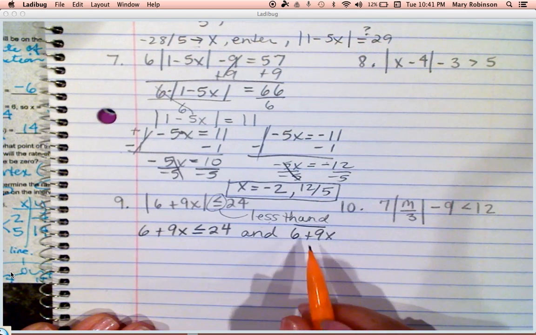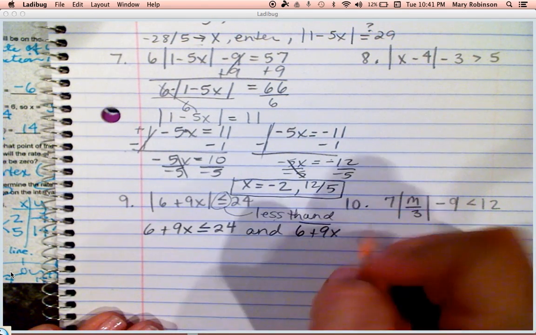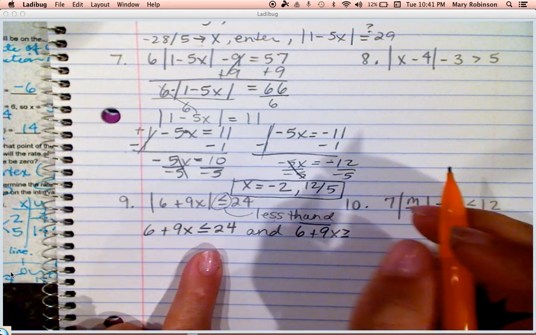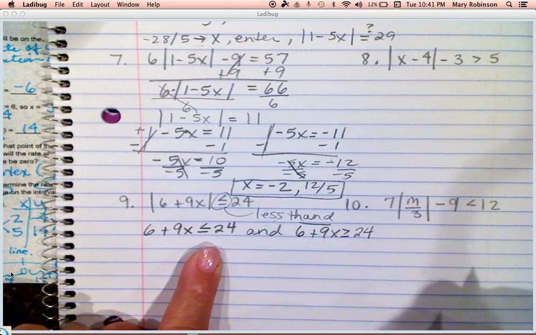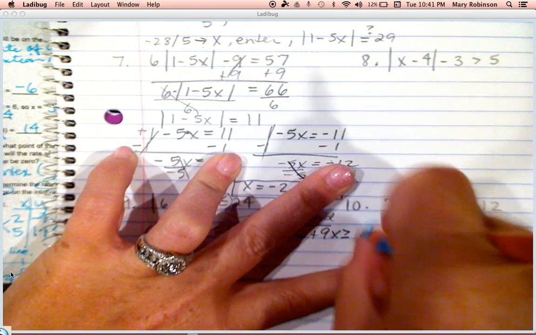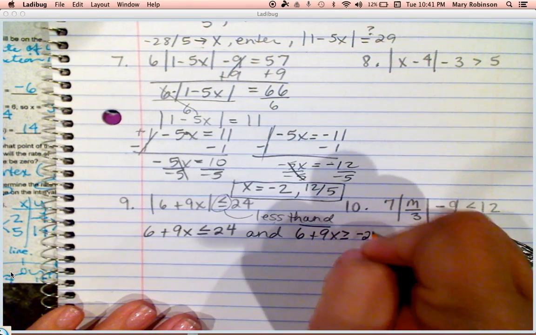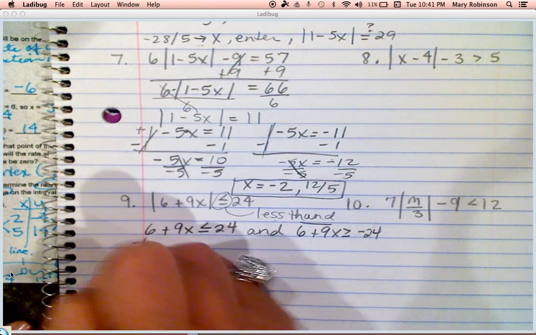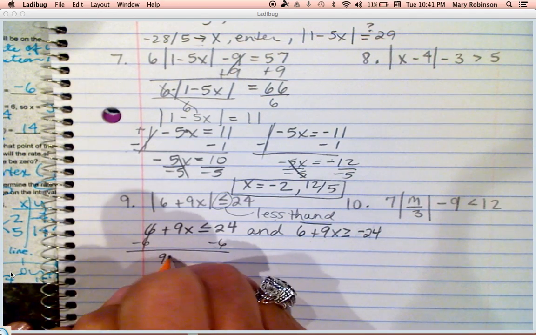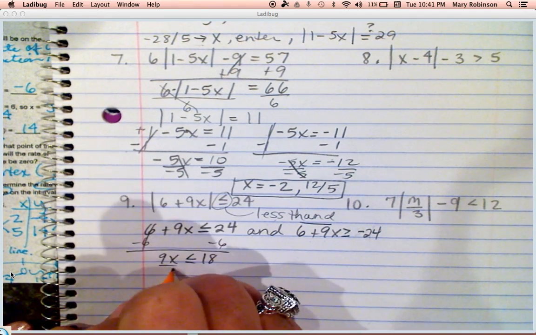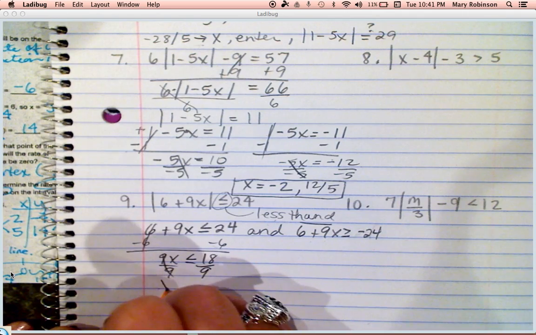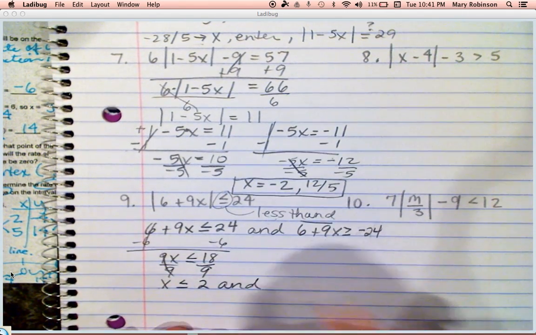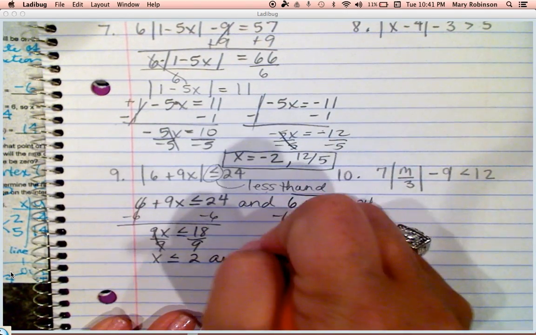In my second inequality, I write down 6 plus 9x, but then I change my less than or equal to greater than or equal to, and I still change the sign of my 24 to negative 24. Oops, I forgot my negative. To negative 24. Okay, very important step. Then I just solve both of these like normal. So subtract 6 first. Divide by 9, and I'm going to get x is less than or equal to 2. And notice I'm bringing that word and down.